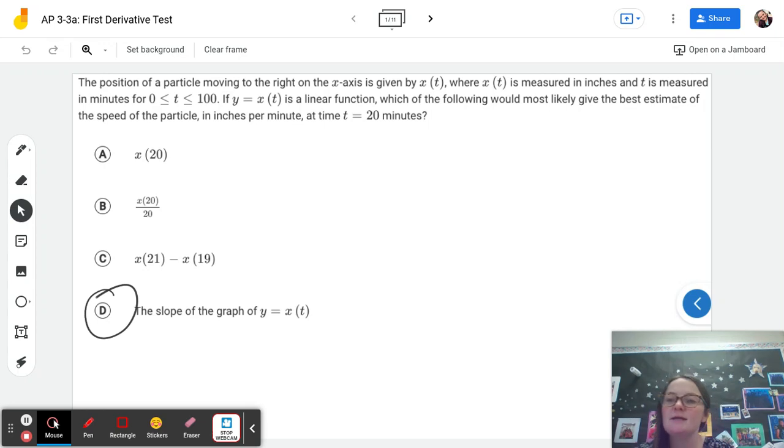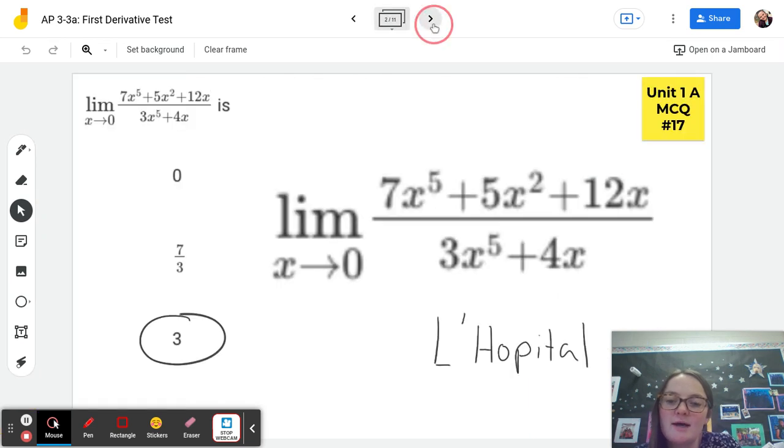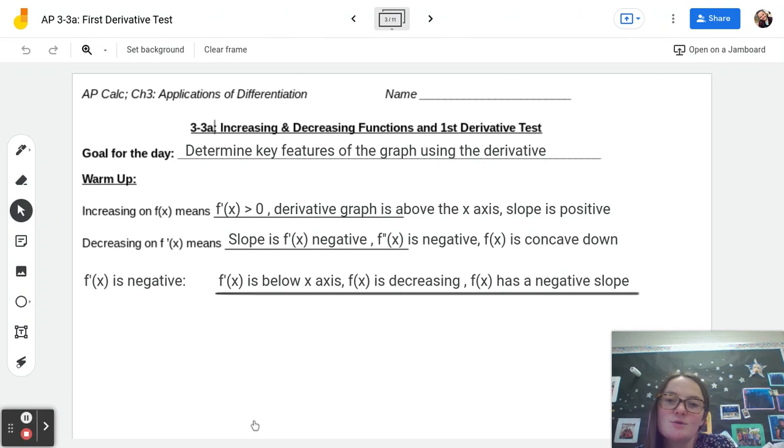Hey, so what we did today in class is we went over a new section called the first derivative test. What we're going to do today is really just go over what it means to determine key features of the graph using the derivative. That's really our goal for today.